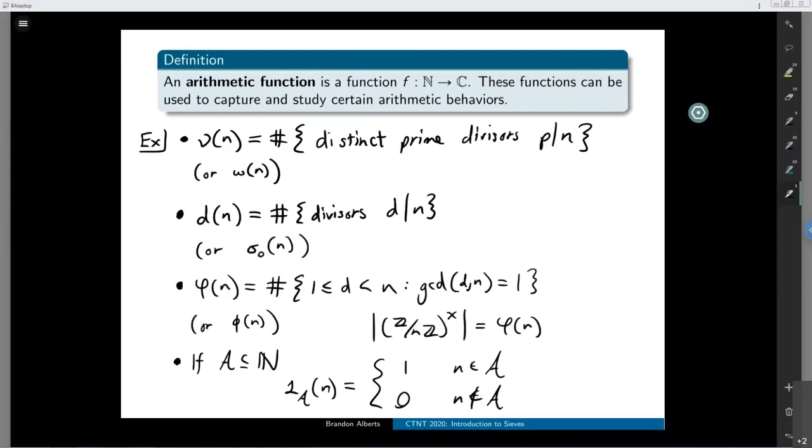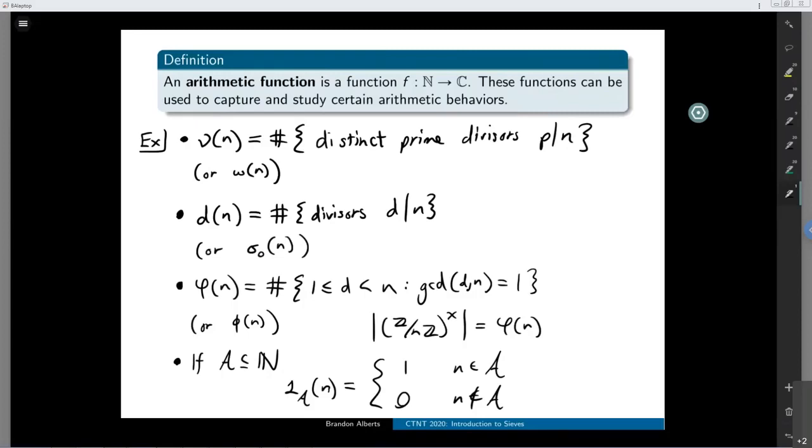This is an arithmetic function. It sends an integer to either 1 or 0, which are both complex numbers. And this arithmetic function contains all the information about the set A. So this is a very useful kind of function, a way to translate sets of numbers into functions into the complex numbers. A very useful set you might consider in this context is all the prime numbers. What's the characteristic function of the prime numbers? That's equal to 1 if you plug in a prime. It's equal to 0 if you plug in a composite number. And we can ask analytic questions about that kind of function.